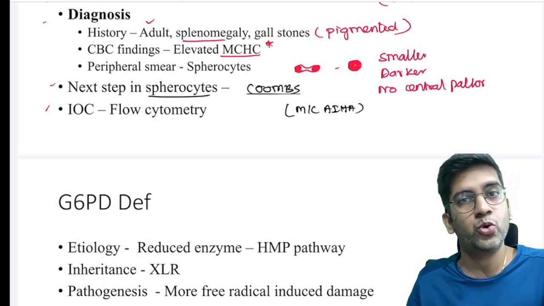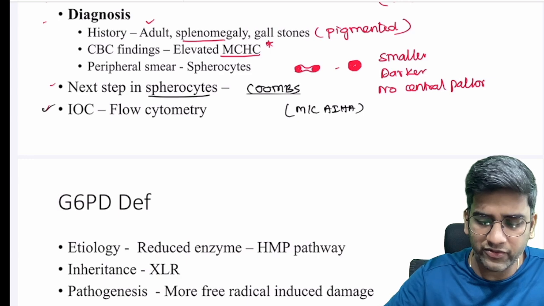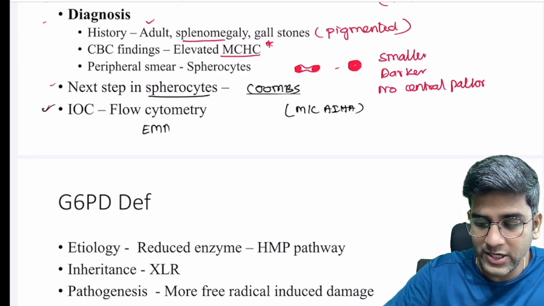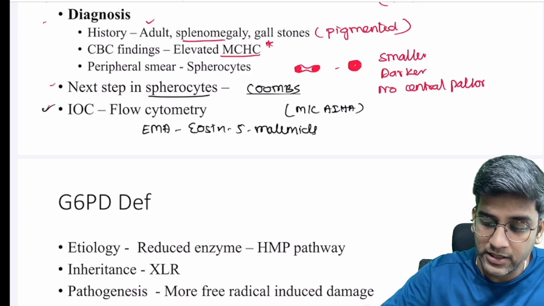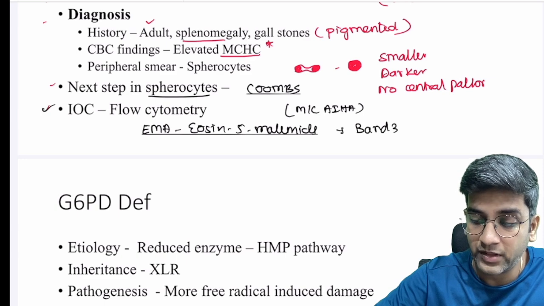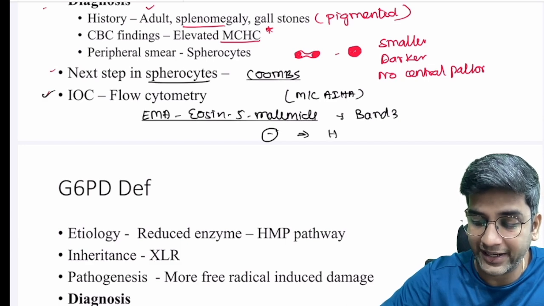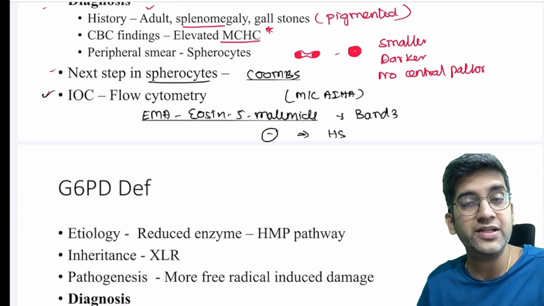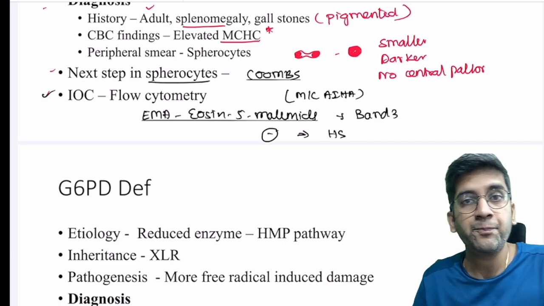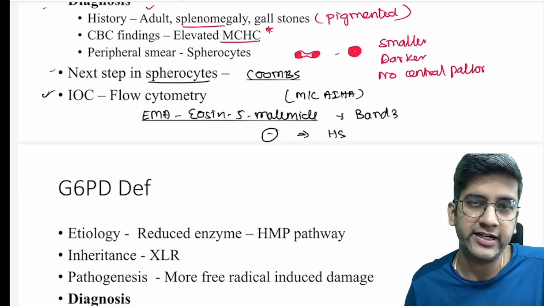So once I have confirmed that, let's assume Coombs is negative. I need to confirm it is HS. The best test is undoubtedly flow cytometry with a dye called EMA, eosin 5 maleimide. Again, for anyone preparing for an INI-CET exam, this might come in handy, because eosin 5 maleimide will bind to the topmost protein called band 3. It binds to band 3. So if eosin 5 maleimide binding is reduced, then it's an HS. If it's normal, which means it's a normal protein, that's the concept of EMA. EMA or eosin 5 maleimide negative in flow cytometry, think of hereditary spherocytosis, right?